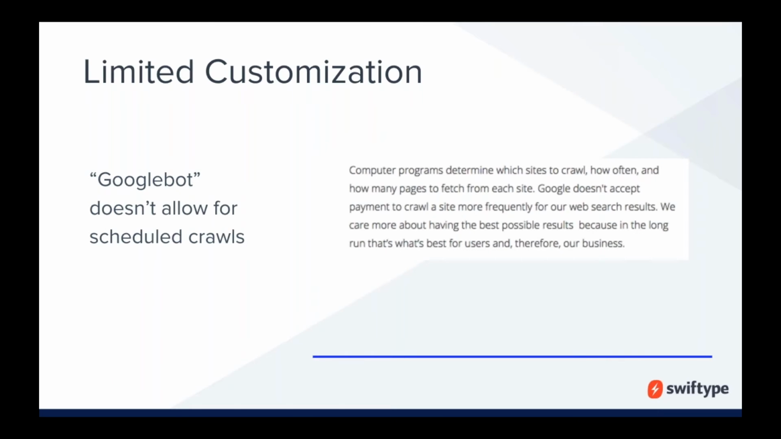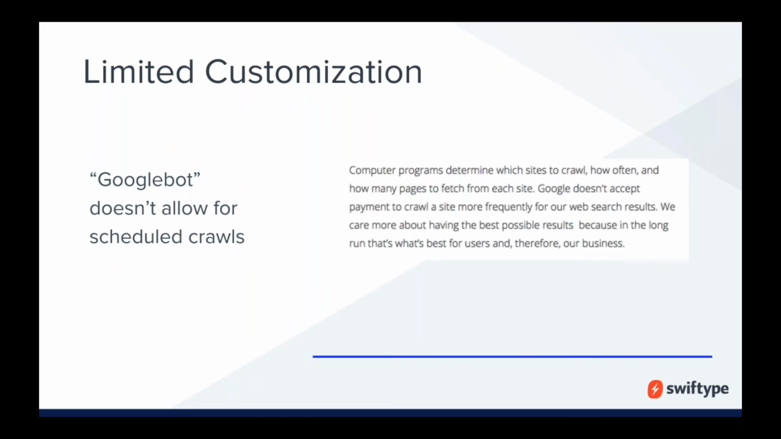So customization is not just about look and feel. You should be able to customize your search in different ways. And one thing that we found is that Google's crawler doesn't actually allow you to schedule crawls on your own site. In fact, we pulled this snippet directly from Google's page. They say, we care more about having the best possible results because in the long run, that's what's best for our users and therefore our business.